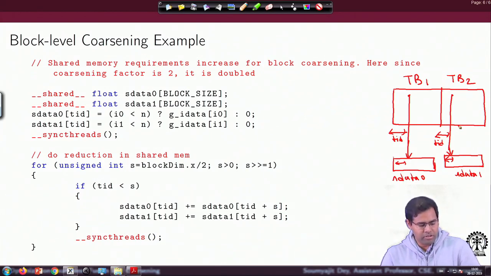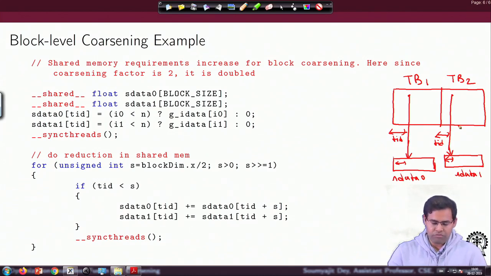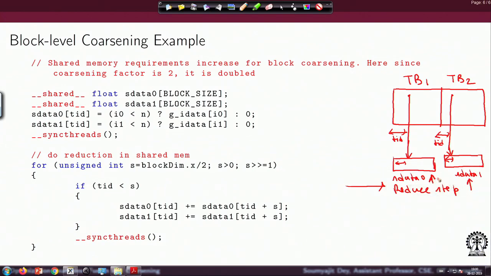Now once this is done, you perform the reduction in each of these shared memories in parallel. So all the threads would load data into the shared memories in parallel, then all the threads would go into doing the reduction. All the threads will do a reduce step here as well as here, then again another reduce step in parallel in both the S datas, and like that.